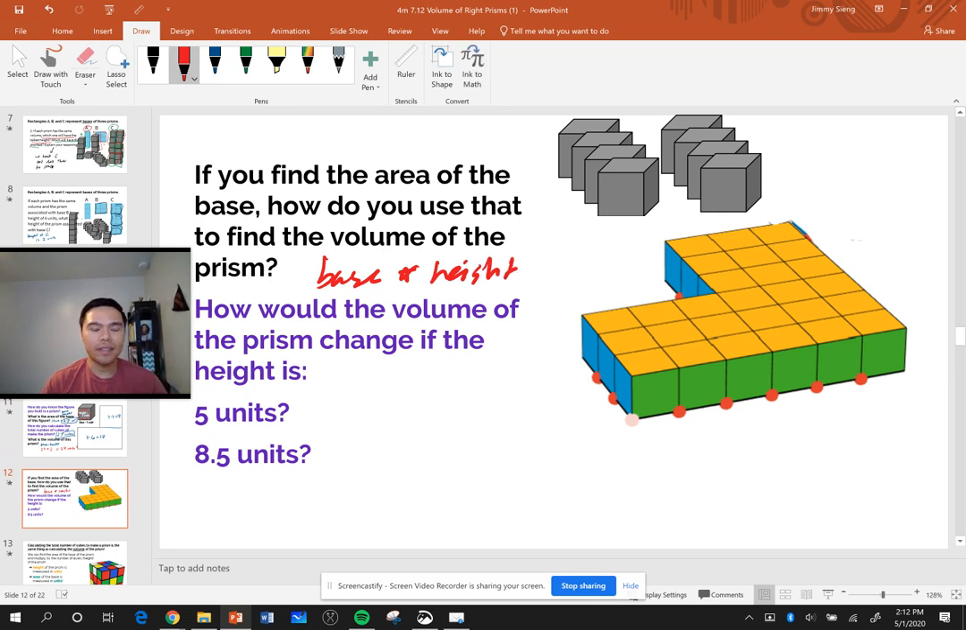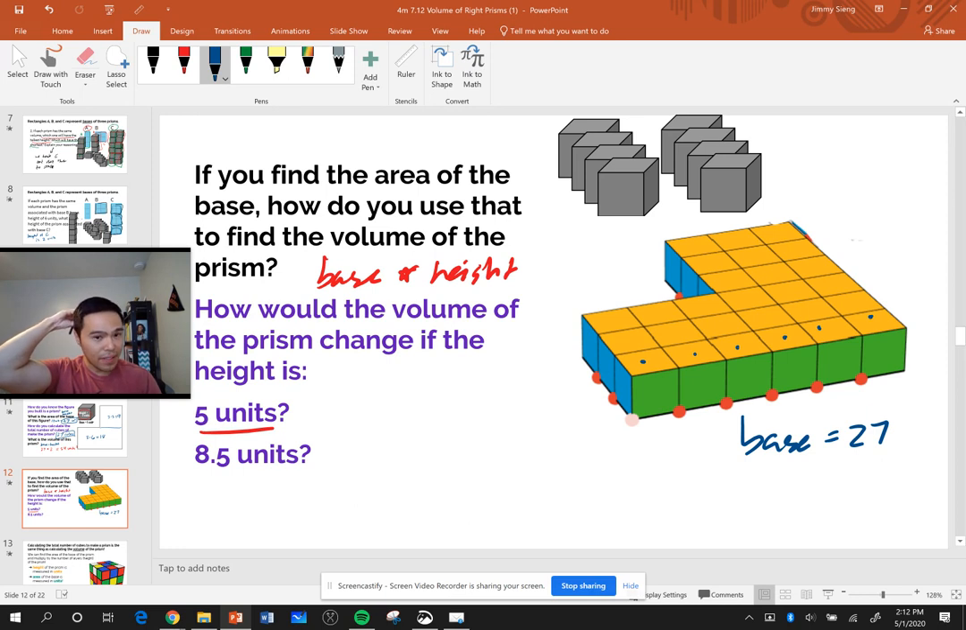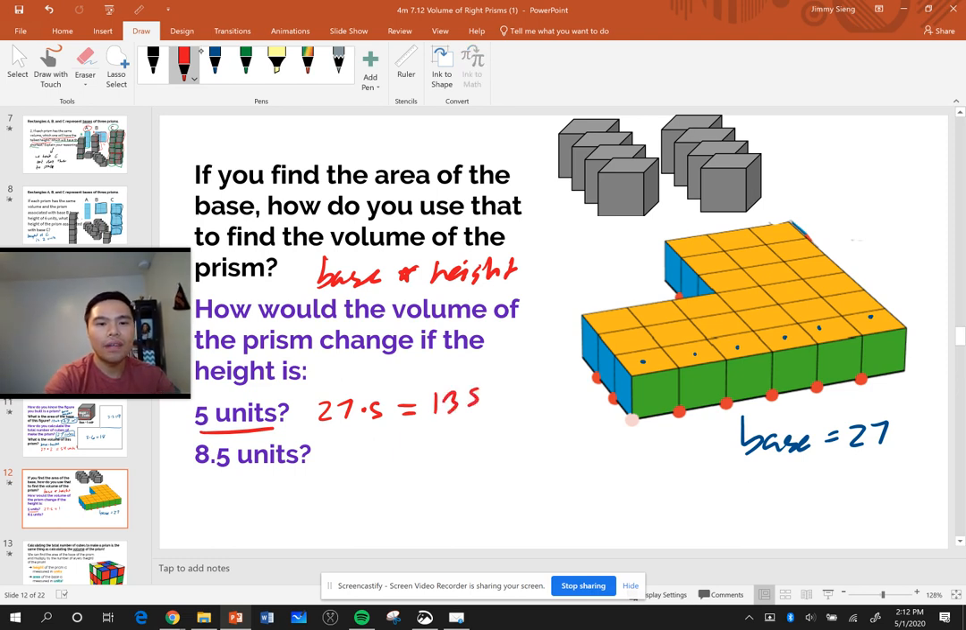Same thing goes with this. So now if my height is 5, remember, what did we say our base was? Our base was equal to 27, right? You just count 1, 2, 3, 4, and so on, right? So that's 27, and then our height now is 5. So then my answer is going to be 27 times 5. Please use a calculator on this. That should give you 135. So my height now is 5 units. I should have 135 units cubed.